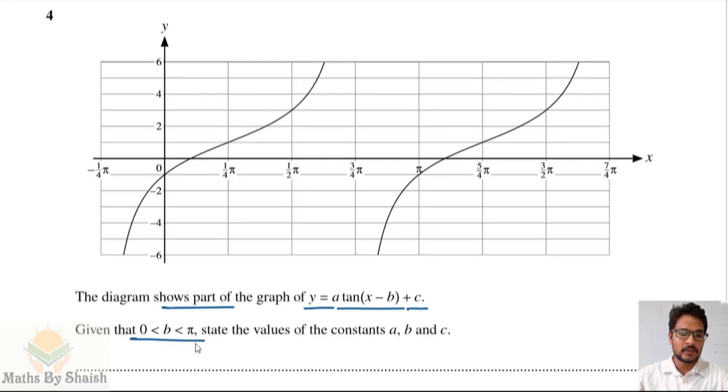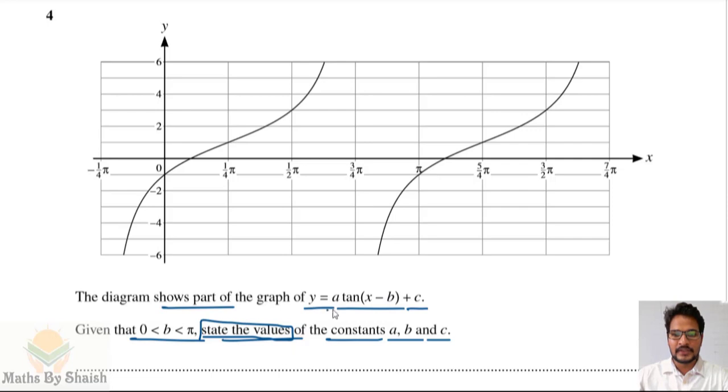Given that b is in between 0 and pi, state the values of constants a, b, and c. Here we need to state the values. We don't have to find it. So if we need to state the values of constants, we are going to compare it and tell what the value is.